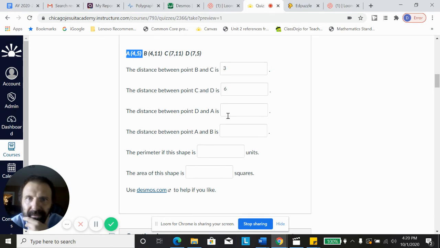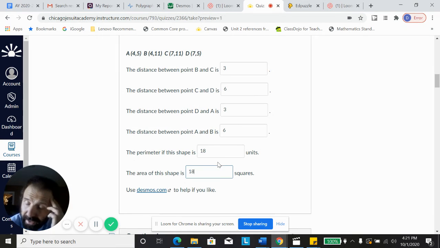Well, D and A is 7, 5, and 4, 5. The 5s are the same. 7 minus 4 is 3. And for A and B, the 4s are the same, and 5 is 6 away from 11. So there's my side lengths. The perimeter would be 6 plus 3 plus 6 plus 3 is 18. And the area is the length times the width. 6 times 3 is also 18. That's a coincidence. And there's my answer.